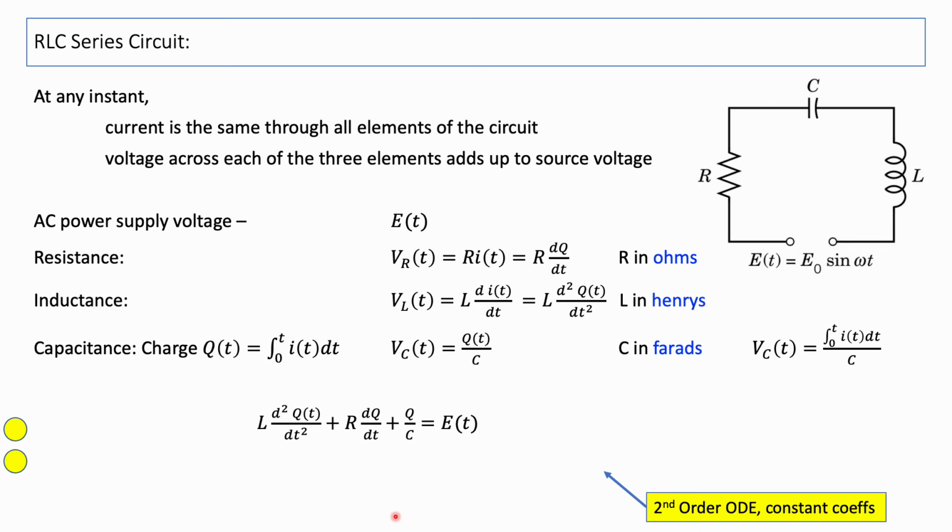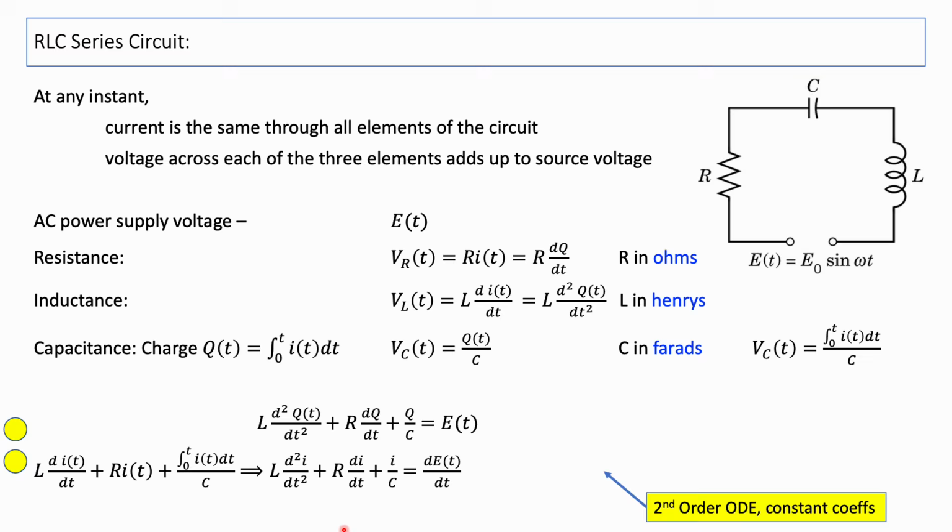And the equation now says the sum of all the voltage drops equals the total voltage rise across the source. L d squared q by dt squared, that is the voltage drop across the inductance, plus R dq dt, that's the voltage drop across the resistance, plus q over c equals E of t. Q over c is the voltage across the capacitance.